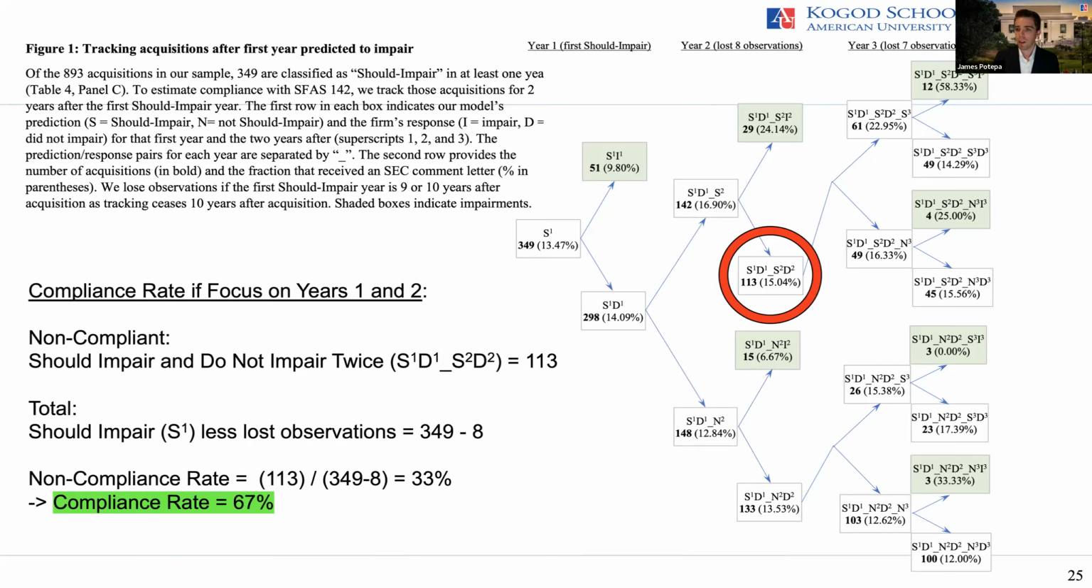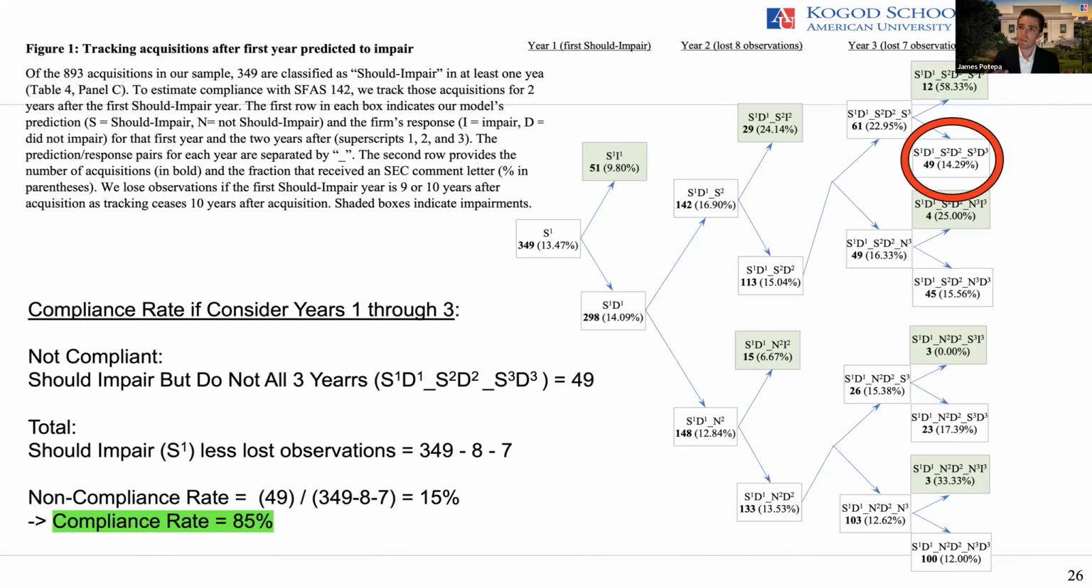So if we do that, there's 113 firms that seem to be misbehaving compared to about the 350 that we have in the sample that should impair. And that's going to lead to a non-compliance rate of 33%, which would imply that 67% of firms are complying. If we extend this out to 3 periods so that firms can be completely sure that they should impair, our compliance rate is going to jump up to 85%.